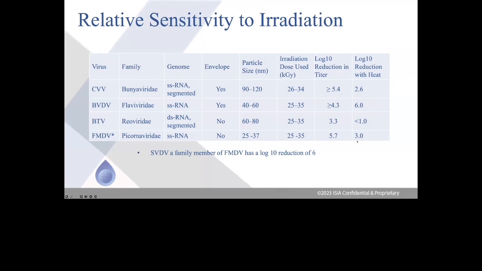You can see here that BVDV looks pretty good with heat. You can see that both CVV and FMD would show about a 50% reduction in log reduction. And you can also see that bluetongue is really not tremendously affected at all. And so that leads us to a couple of conclusions.